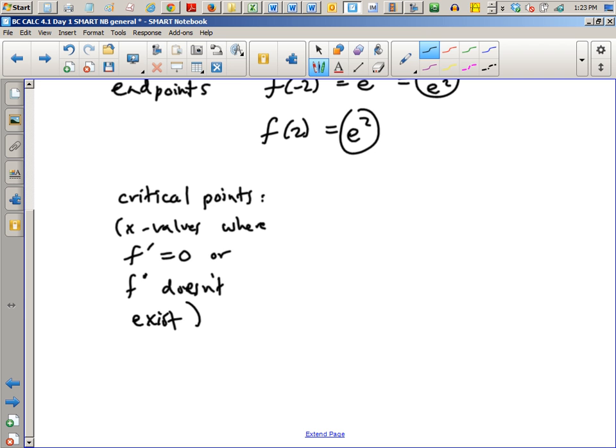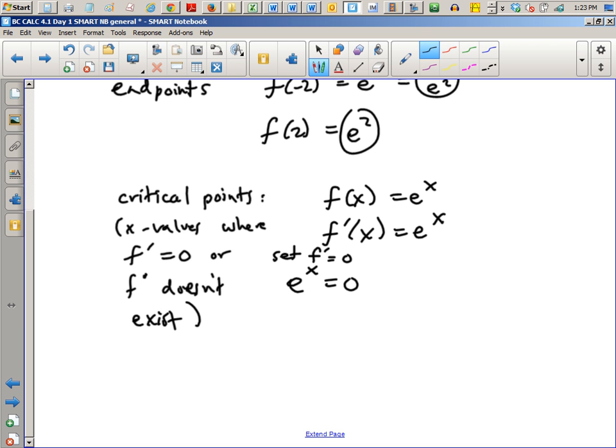Okay, let's go ahead and find the derivative. So f of x is e to the x. What is my derivative? Okay, that's not very interesting. But if I'm going to be studying horizontal tangency, right? Because those guys are candidates. Let's set it equal to 0. So set f prime equal to 0. Let's try to solve that.